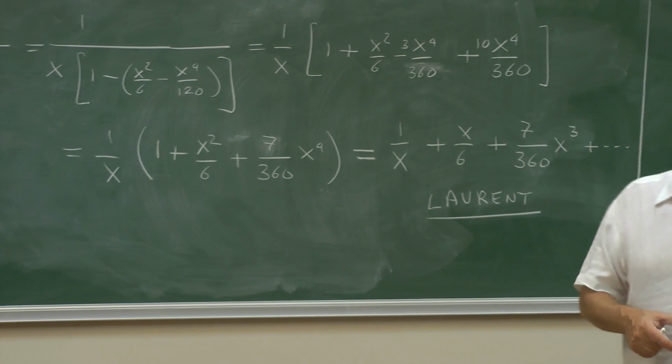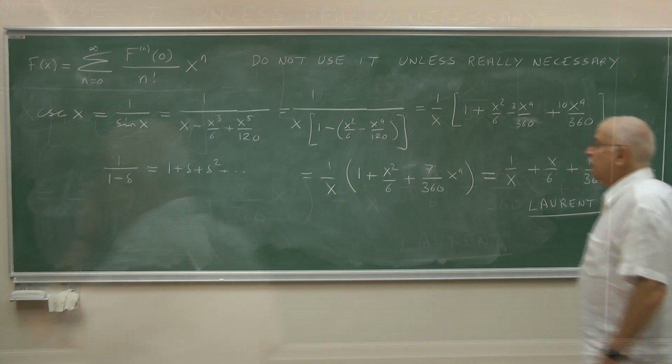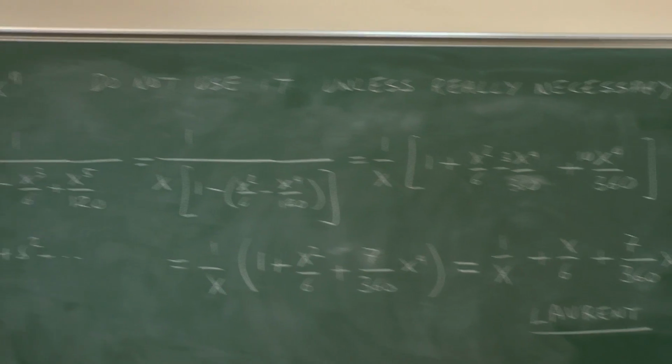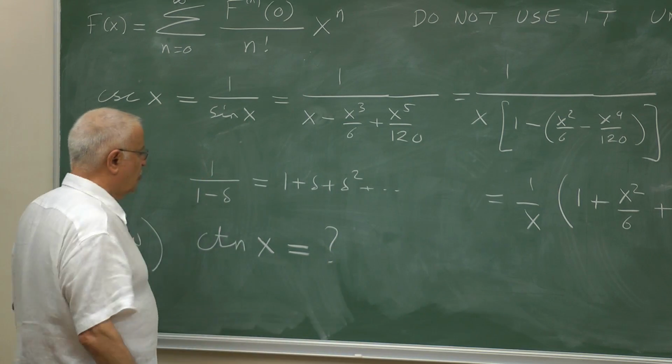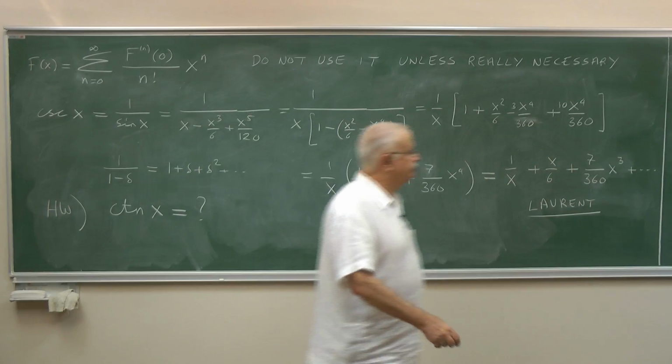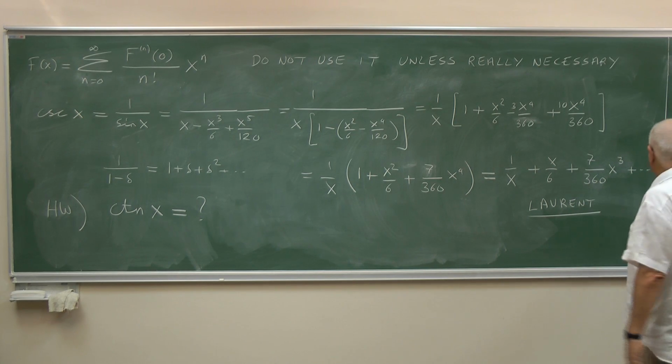Now, at this point, it's a good idea to test oneself. Homework. How about cotangent x? What's the expansion of that? So we did the easy sine. We did the difficult or hard tangent, harder cosecant. Now let's go into the impossible.